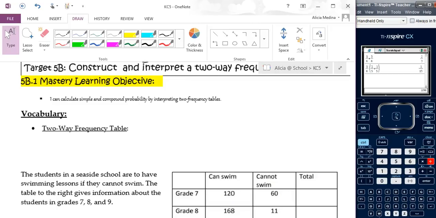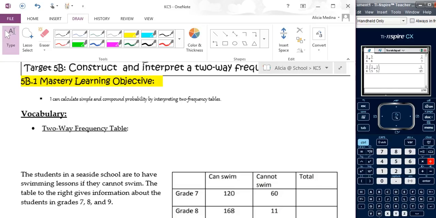Hey guys, in this video we're going to be starting our target 5B and being able to construct and interpret a two-way frequency table. So 5B.1 master learning objective is being able to calculate simple and compound probability by interpreting a two-way frequency table. So what is a two-way frequency table? It's basically where the information can be categorized with two different things.